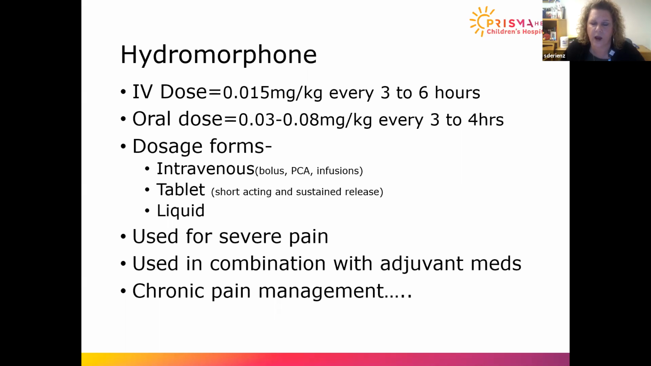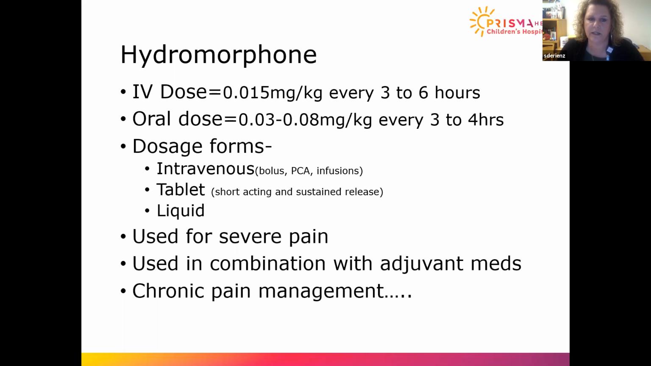Again, it does come in a variety of different dosage forms. You most commonly see here the bolus or PRN, short acting formulation, also the PCA option, and then again the hydromorphone infusions that you would see up in the PICU or in a palliative care situation. Tablets do come short acting. There are some sustained release products out there as well, and there are some liquid formulations on the market too.